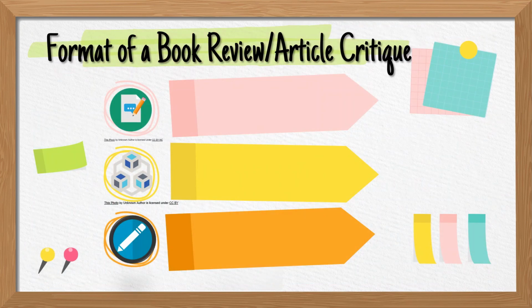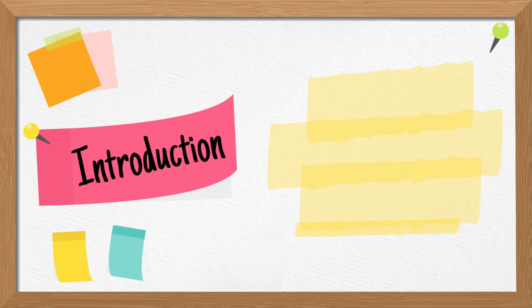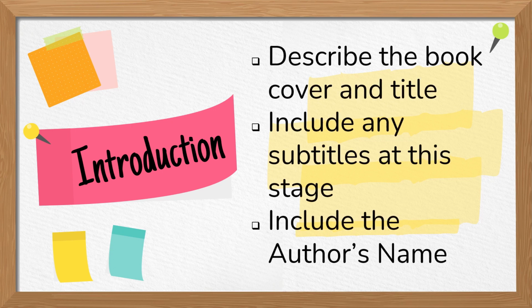In writing a book review or article critic, the following format or parts must be observed. It should have the introduction, the body, and the conclusion. In writing the introduction of a book review or article critic, you must first describe the book cover and title. Include any subtitles at this stage, and include the author's name. In addition to this, as a starting point for book reviews or article critic, one should use the notes that he or she has taken down while critically reading the material.